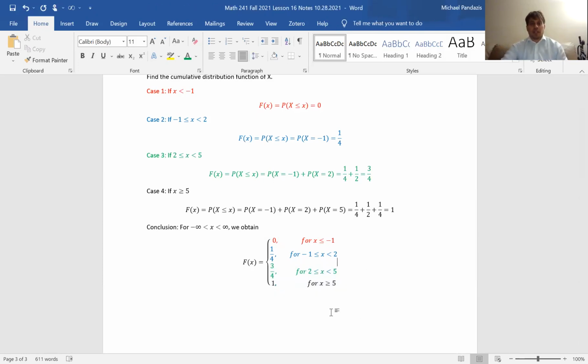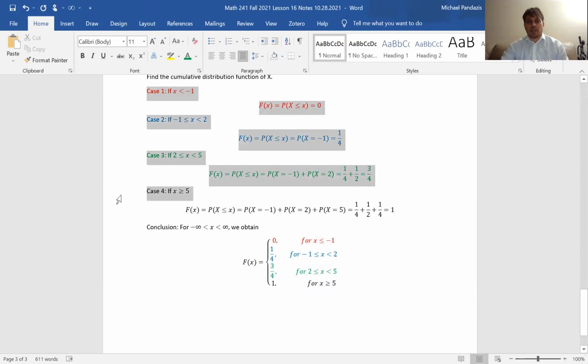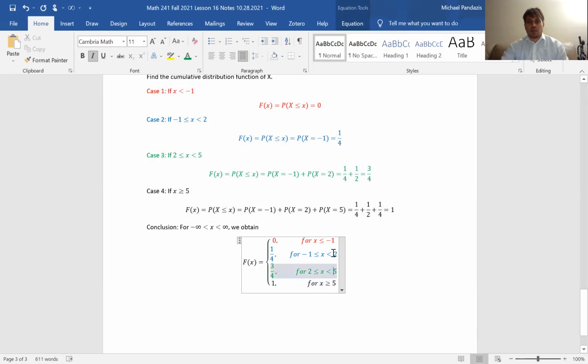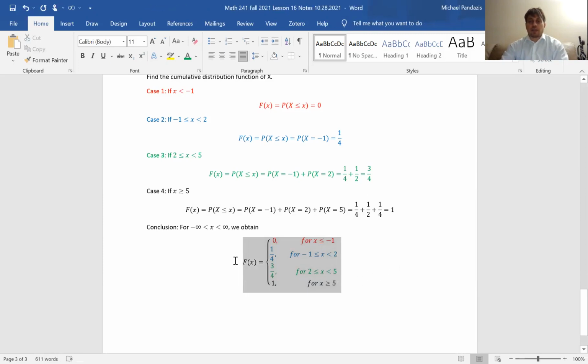Okay, so that way it's clear. From these four cases, we're getting these four subintervals. And so we've now found capital F of x as a piecewise function. That is an example of a cumulative distribution function. Hopefully you're taking some notes, and hopefully you wrote down this function.